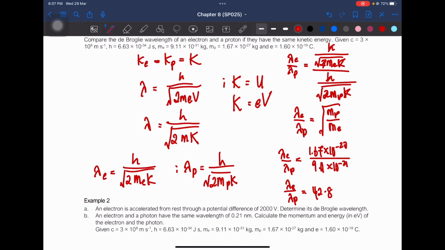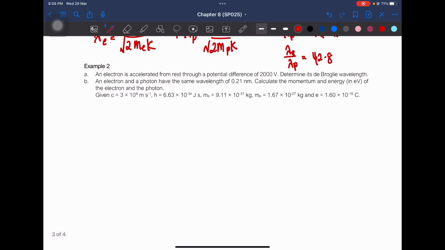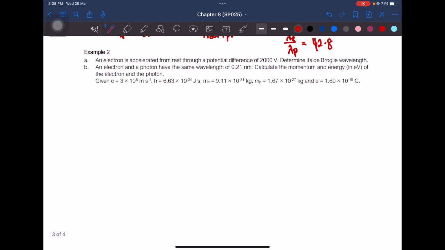Okay, that is the solution for example 1. Example 2, we have an electron accelerated from rest through a potential difference of 2000 volts. Determine its de Broglie wavelength.